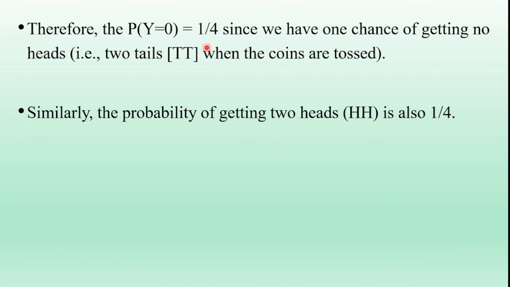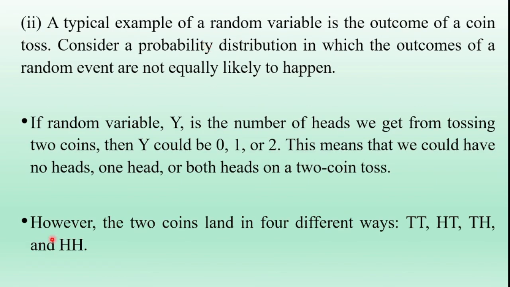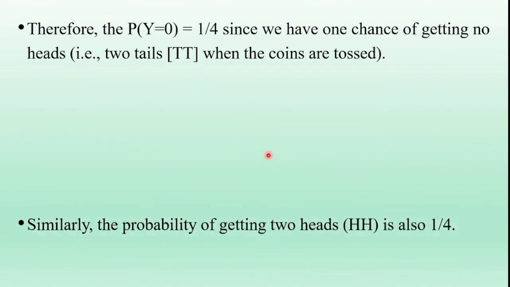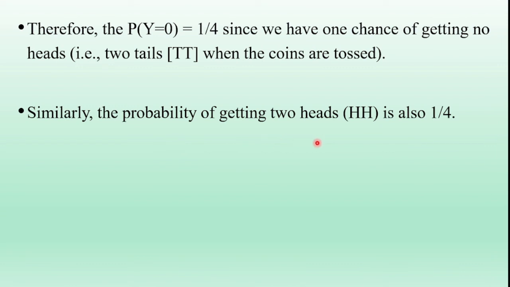Similarly, the probability of getting 2 heads. In this experiment, the number of favorable outcomes is 1, that is head-head, and the total outcomes of the experiment are 4. So the probability of getting 2 heads, that is probability of Y equal to 2, is equal to 1 by 4.